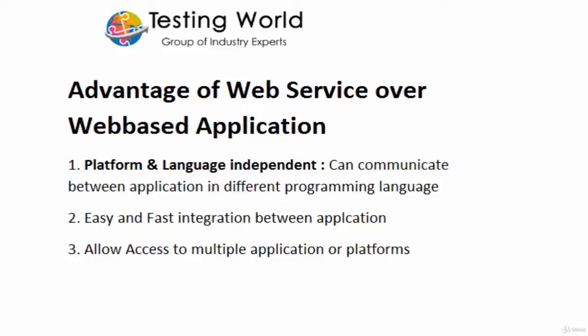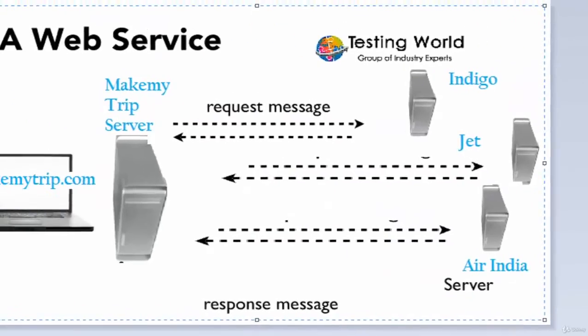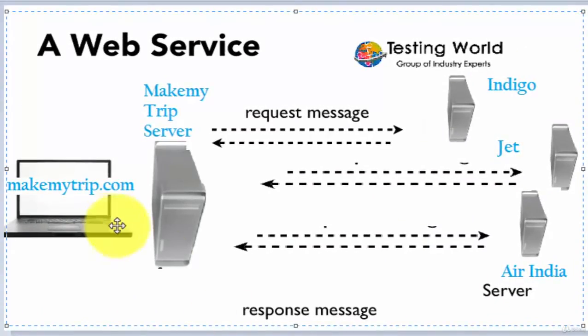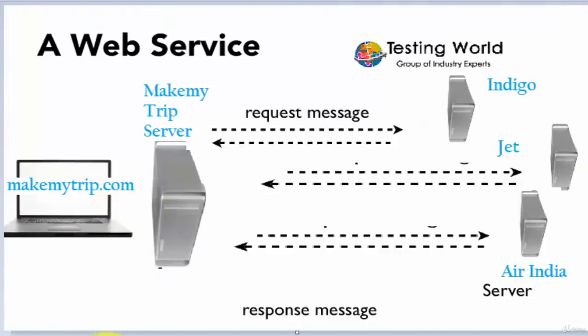I'm coming to an image which I've shown previously here. I'm talking about Make My Trip. So here, if I take an example, the Make My Trip server is in a Unix environment. So it's a Unix environment, and it might be possible this Indigo is a Windows environment. Here, two applications which are placed on different environments are going to communicate with each other, but this communication is taking place through data exchange. It could be XML, it could be JSON, it could be any other.